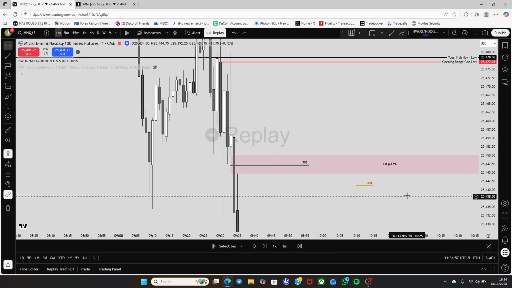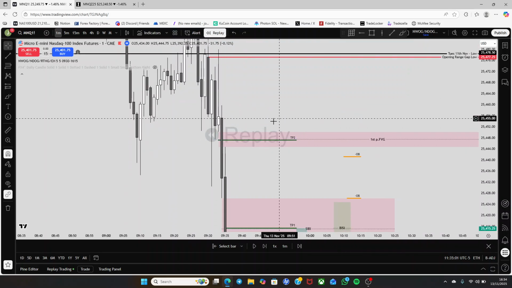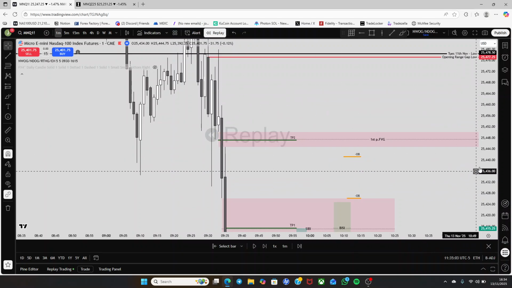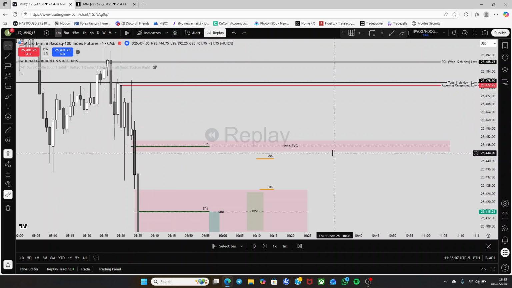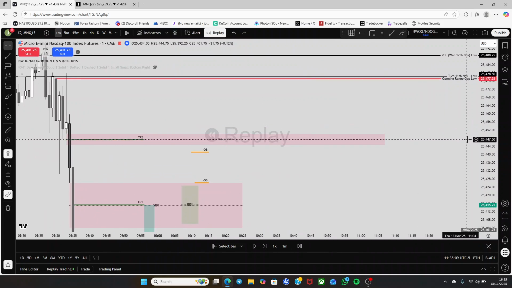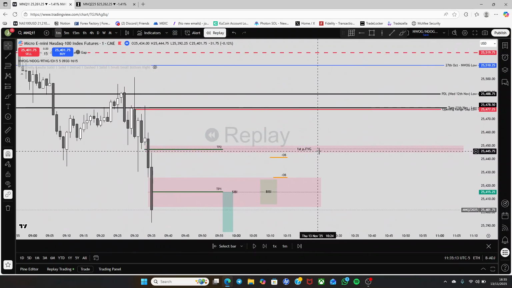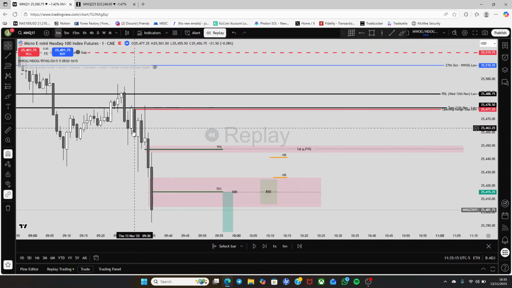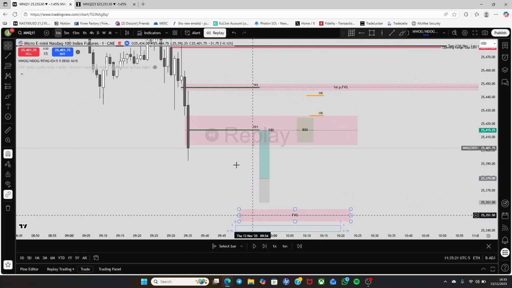Right here, significant level. This is the first fair value gap formed in session, formed in the AM session. So yeah, always mark this out. First presented fair value gap, extend it to the right because this will always get used as a key level throughout the session. Placement.